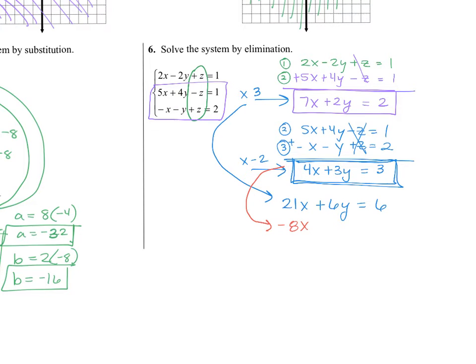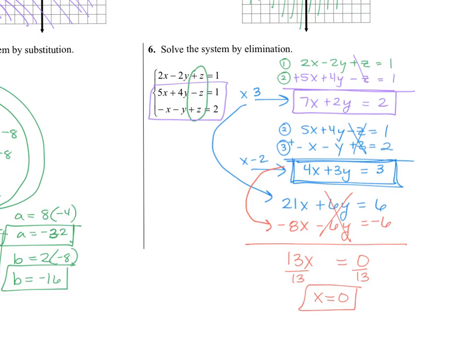If I multiply this one by -2, I get -8x minus 6y equals -6. Okay, now we simplify from here. We're going to eliminate our y's. So 21x plus a negative 8x is 13x. This is 0. 13x plus 0 is just 13x. And then 6 plus a negative 6 is 0. So I get 13x equals 0. I'm going to divide by 13, and I get x equals 0.